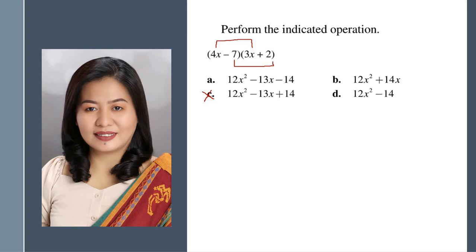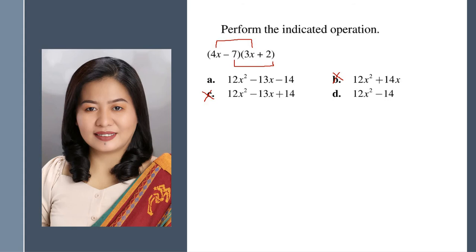and we can also eliminate letter B because it doesn't have any 14 there. So our options will be A and D. Without solving, we can actually determine which one is the correct answer. That's letter A. Why?